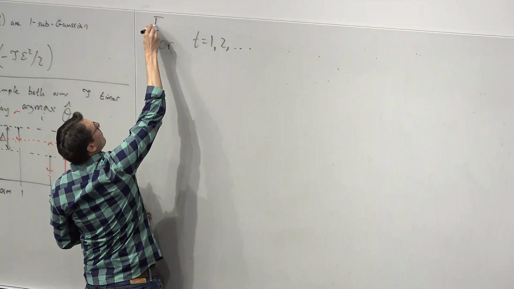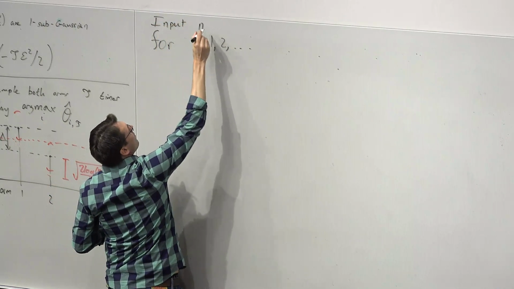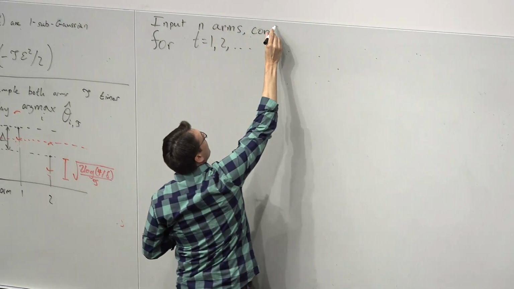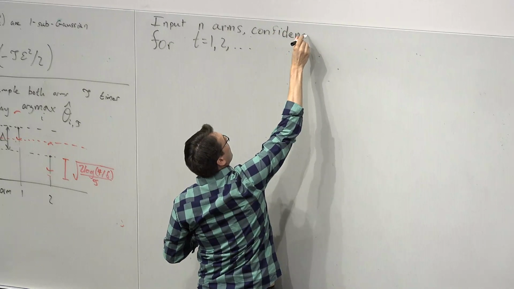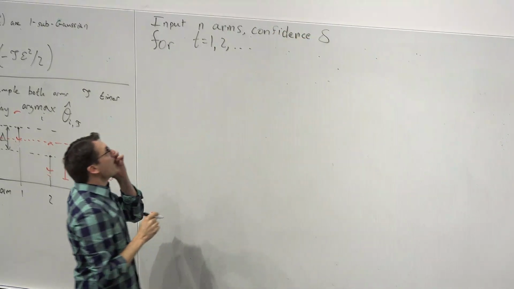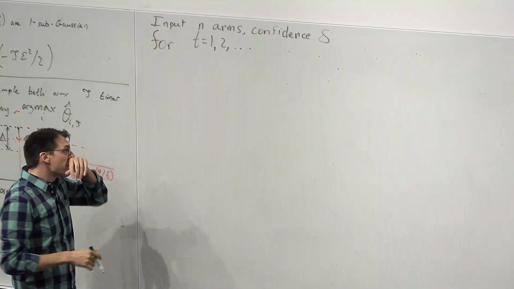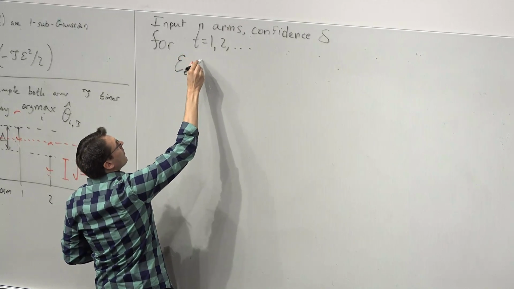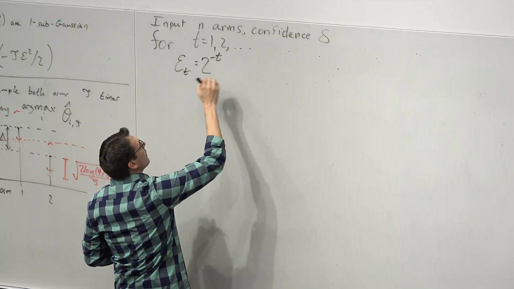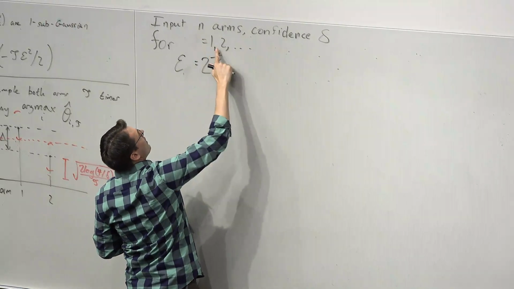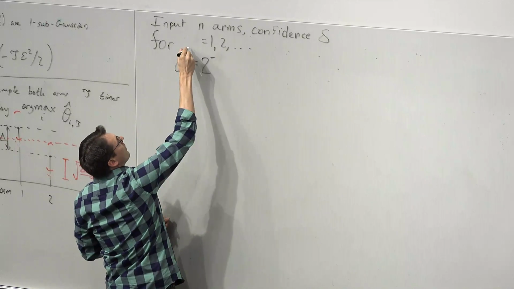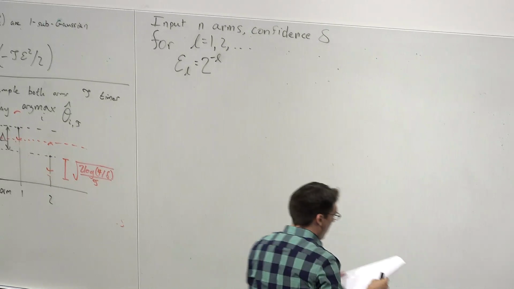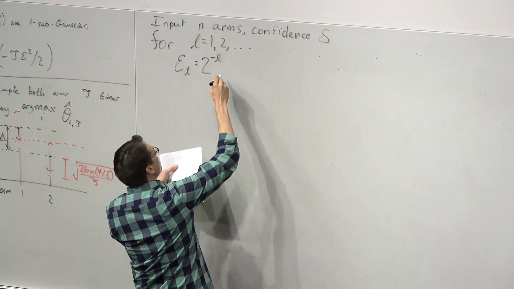So input, n arms, and confidence delta. And now for L equals 1, 2, and so on, these are rounds, I'm going to set epsilon L equal to 2 to the minus L. And I'm going to pick tau L very specifically.